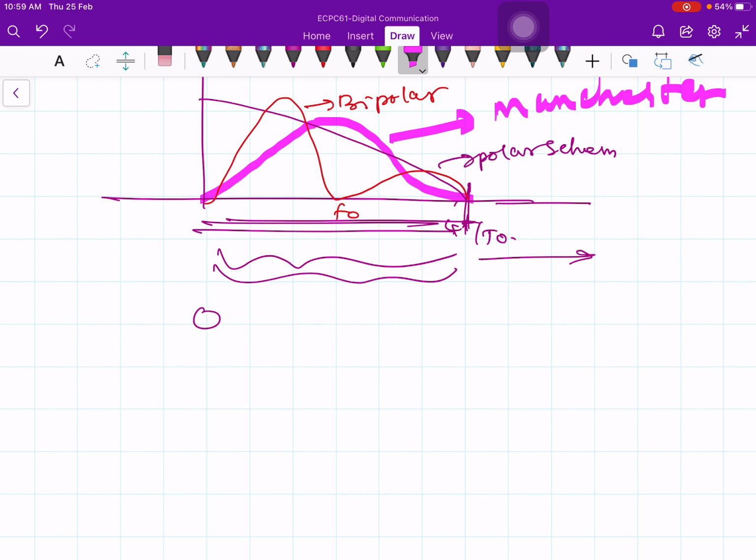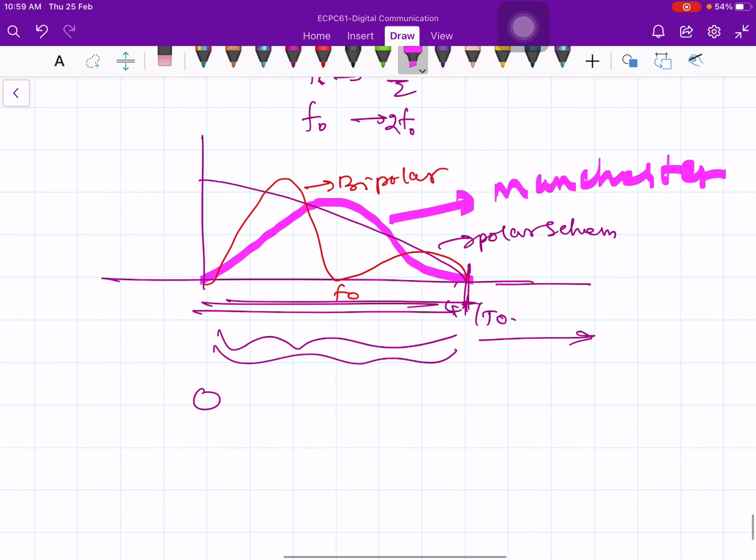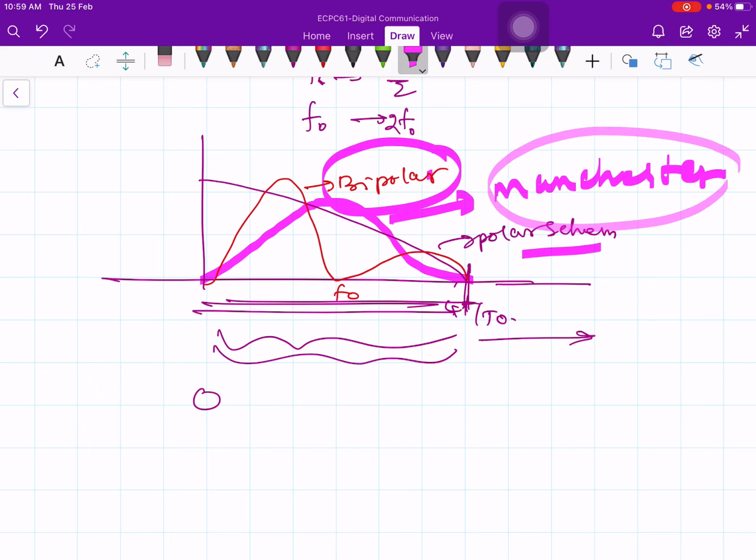So, if you look at the polar scheme, this bipolar null was obtained by coding, but in the Manchester the null is obtained by the pulse shaping, that is the essential difference. See, this is a null and the null is obtained by the pulse shaping in Manchester encoding, and for bipolar the spectral null is obtained by coding, line coding.